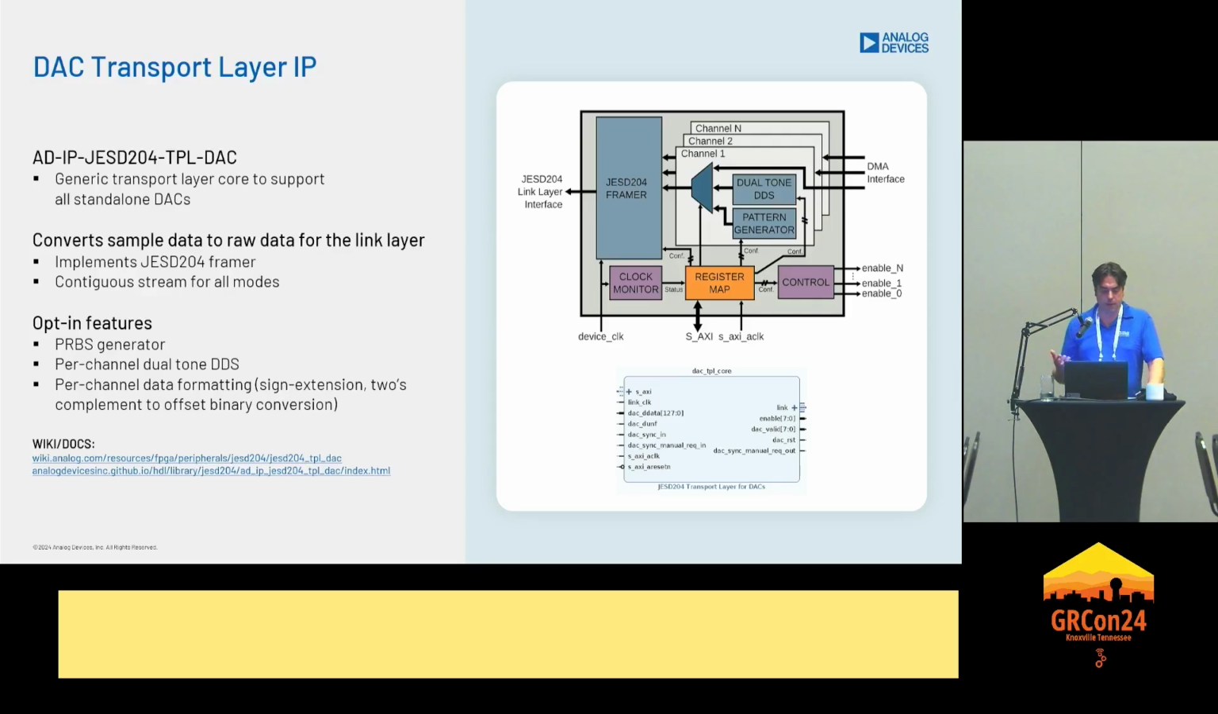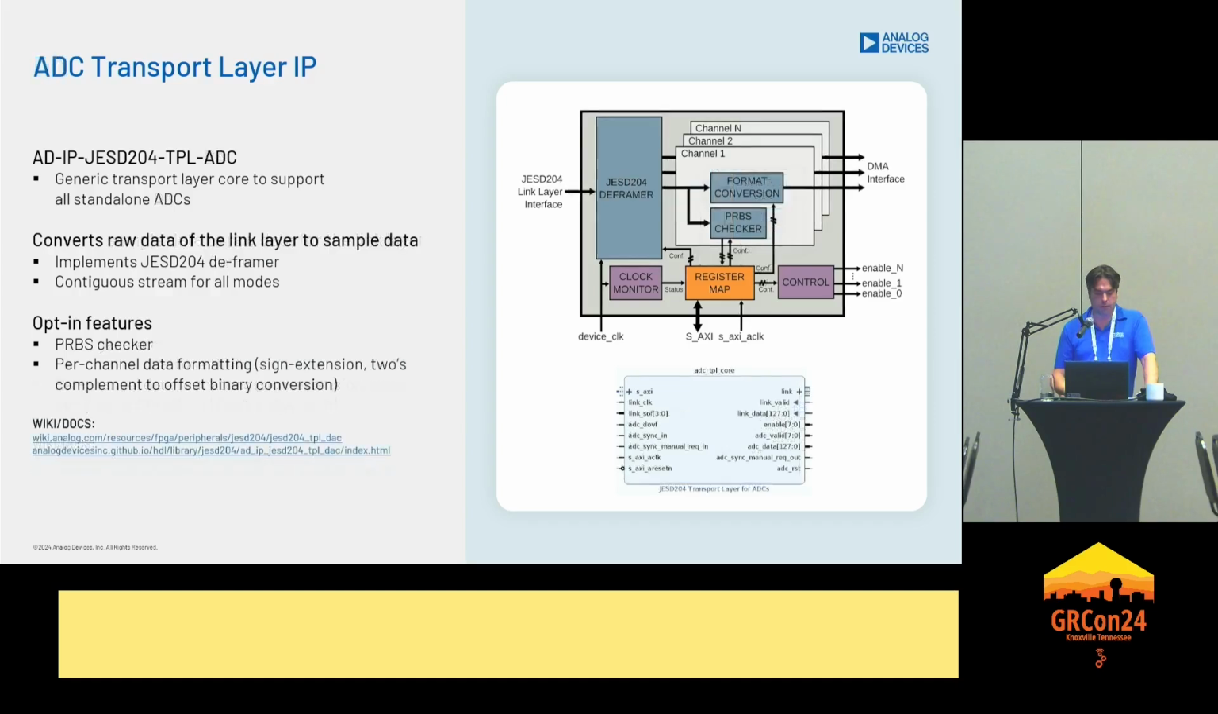Like I just said, the transport layer IP core has a PRBS generator and the dual-tone DDS feature, while the ADC transport layer has the PRBS checker implemented.